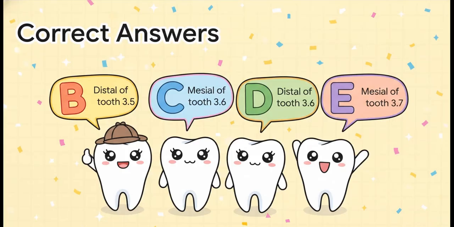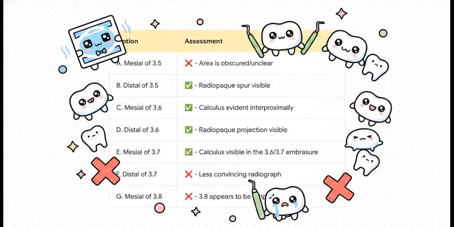And there you have it. The correct answers are B, C, D, and E. If you picked out those 4 locations, then congratulations, you have officially cracked the case. Excellent detective work. And this table just lays it all out perfectly. It's our whole investigation summarized. You can see the check marks for B, C, D, and E with the exact visual clue we found for each. And you can see the big X for A, F, and G with the clear reasons why we had to rule them out. It's our whole diagnostic process, right there at a glance.